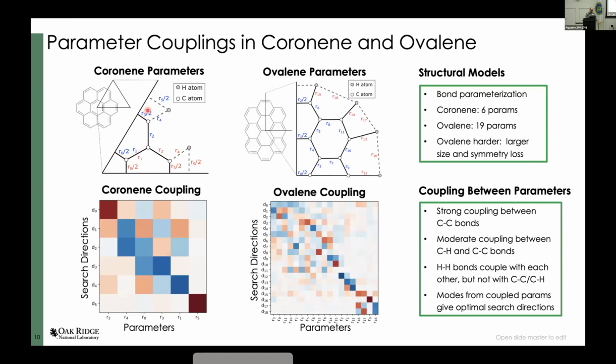Shown here are the different structural parameters we considered. These are bond type parameterizations. In coronene, that's a 6-parameter model, and in ovalene, it's 19. So not tiny, not huge, but a respectable number of parameters you can handle all at once. This heat map just shows the coupling in the Hessian, basically. You can tell these modes aren't independent: if you change one of these parameters, you're going to be affecting the other. So it makes sense that they're fairly tightly coupled.